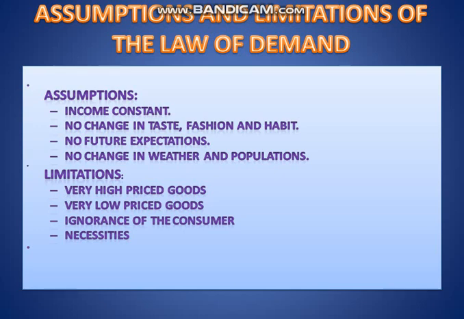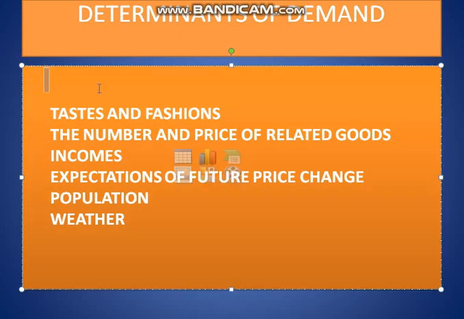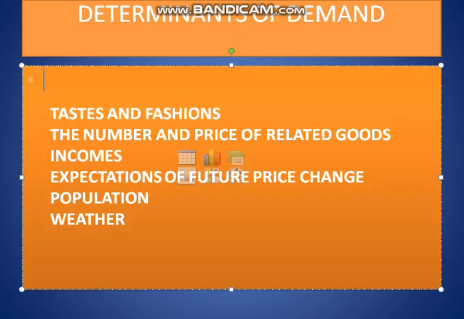The limitations are: very high priced goods do not fall under this category. Second one is very low priced goods also do not fall under this category. And ignorance of the consumer, if the consumer is not aware of the changes happening in the market, then also this law doesn't apply. Then necessities, for necessities we cannot apply law of demand. Whatever be the price, people will go for purchase of the commodity, so we cannot apply law of demand.